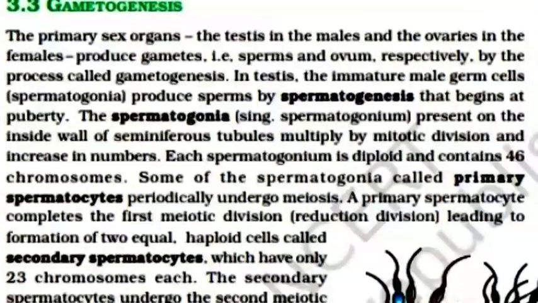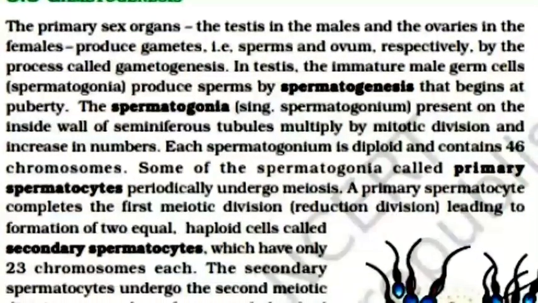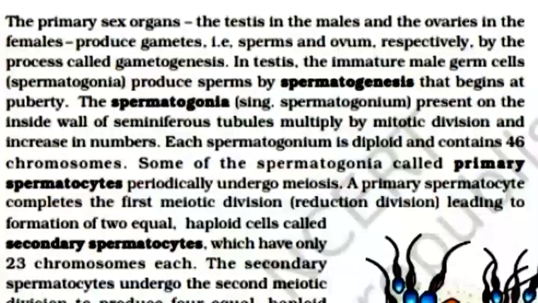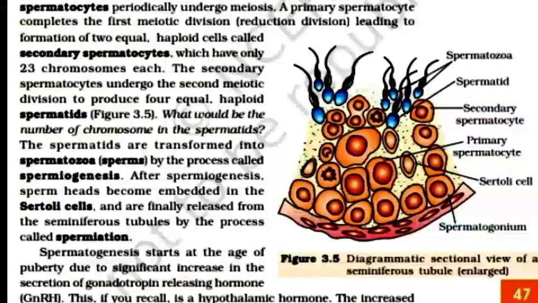The primary spermatocyte completes the first meiotic division, reductional division, leading to formation of two equal haploid cells called secondary spermatocytes, which have only 23 chromosomes each. The secondary spermatocytes undergo the second meiotic division to produce 4 equal haploid spermatids. What would be the number of chromosomes in spermatids?